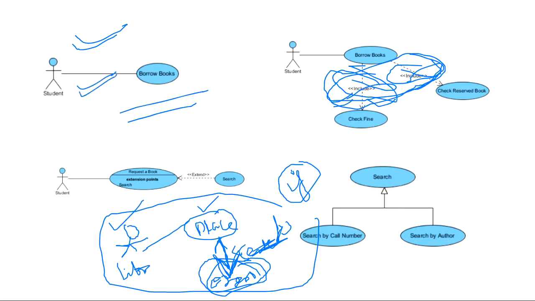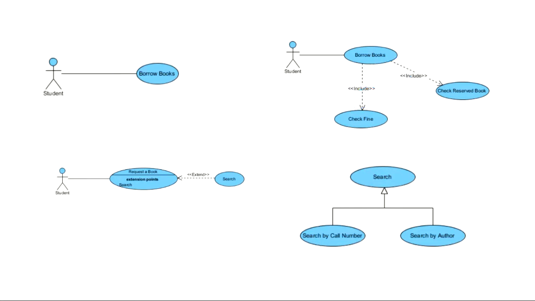The fourth relationship is generalization. Generalization is basically inheritance. So how will its statement be written? It can be written in any way.